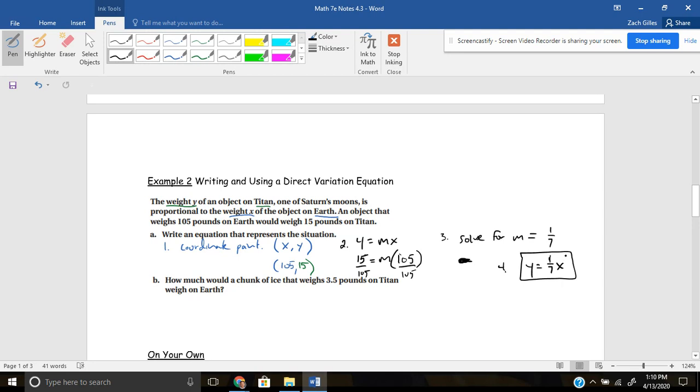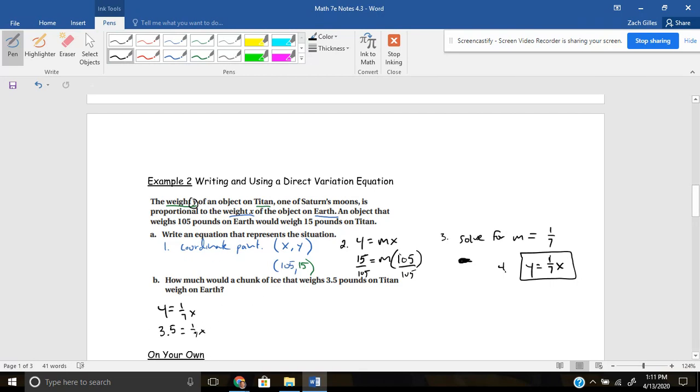Okay. So letter B asks, how much would a chunk of ice that weighs 3.5 pounds on Titan weigh on Earth? All right, let's use this equation that I just came up with to solve for that. Remember now, I called the weight of Titan objects y. So let's substitute 3.5 in for y and solve for x, because that would tell me the weight of an object on Earth. Okay, here's my equation.